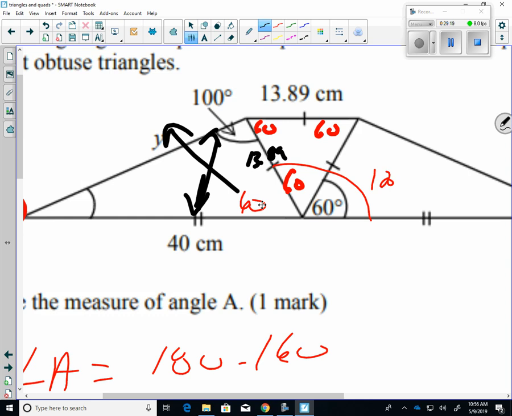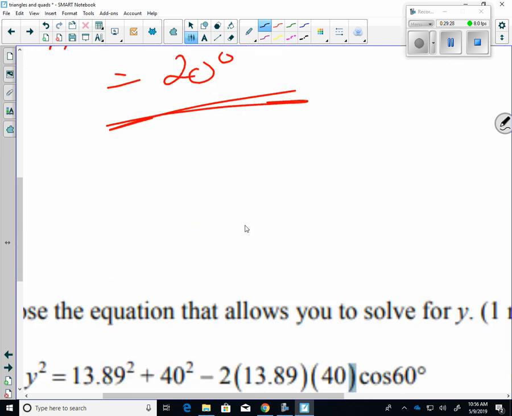Thank you, Elvis. So it is going to be, I can use cosine law, right? So I got the two sides and the angle. So which one is it?